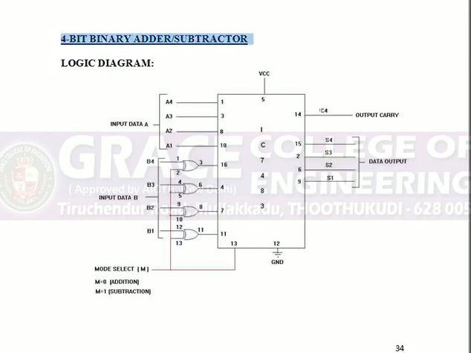4-bit binary adder or subtractor. Both are given in one single logic diagram. Here we use IC 7483 to do both the adder and subtractor. Here see the mode. If the mode is 0, then we can do addition. If the mode is 1, then we can do subtraction.